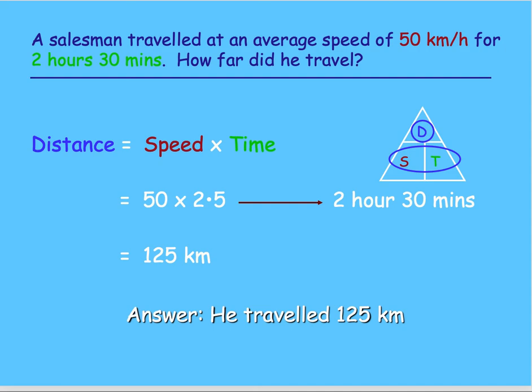This one is talking a little different. Now we're trying to solve for distance. A salesman traveled at an average speed of 50 kilometers per hour for 2 hours and 30 minutes. How far did he travel? So we know how fast and how long. We want to know how far. We want to know our distance. We can do this pretty easily. 50 kilometers, whatever you like to say. 2 hours and 30 minutes we know is going to be 2 5/10 because that's half of an hour. And we're going to get 125 kilometers.